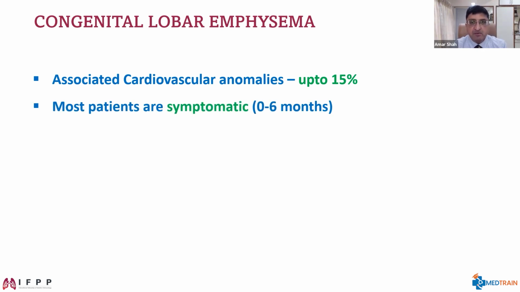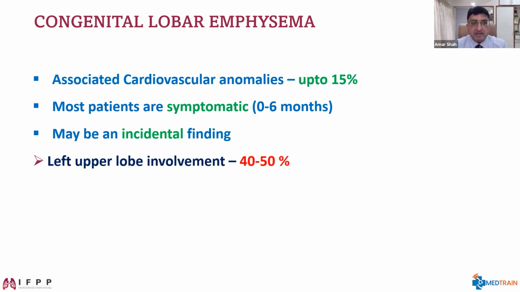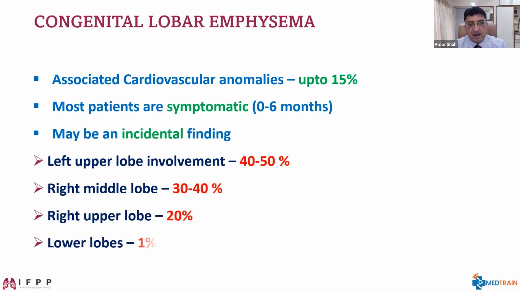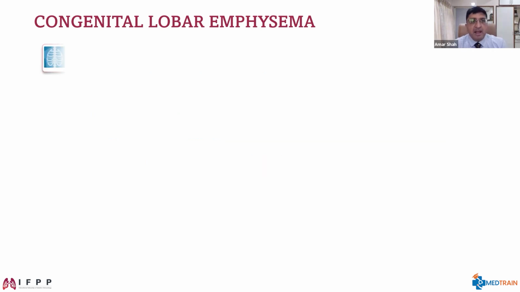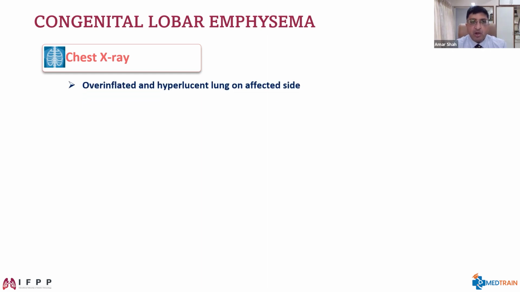Most of the patients between the age of 0 to 6 months are symptomatic. However, patients may be asymptomatic, and this may be an incidental finding when an X-ray is done for an unrelated cause. In lobar emphysema, left upper lobe involvement is the most frequent, almost 40 to 50%. The right middle lobe comes next, seen in 30 to 40% of the cases. And then come the right upper lobe and the lower lobes. An X-ray of the chest is mostly diagnostic for this pathology, showing an overinflated and hyperlucent lung on the affected side. This may cause a tracheal or a mediastinal shift.